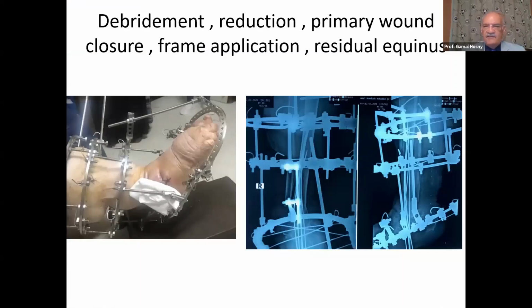Reduction, reduce the fracture, primary wound closure, frame application, residual equinus. Why residual equinus? Why did we leave some deformity? Because we don't want to put great tension on the vessels.